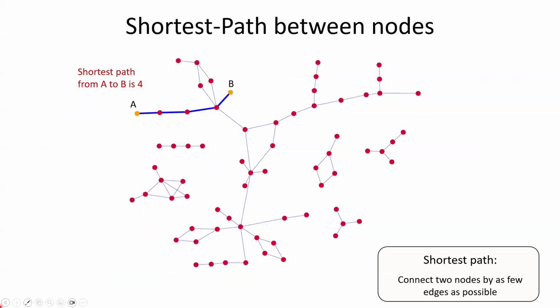And that leads us to the idea of shortest paths. The shortest path is how you can connect 2 nodes by as few steps or edges as possible. So for example, the shortest path from node A to node B is 4: 1, 2, 3, 4. The shortest path from node C to node D is 10: 1, 2, 3, 4, 5, 6, 7, 8, 9, 10.